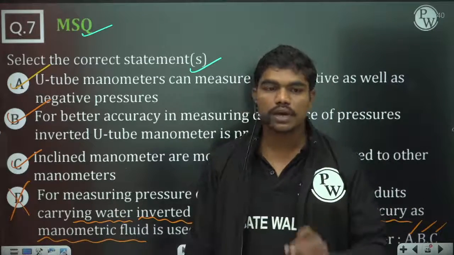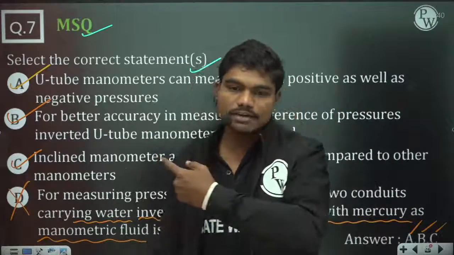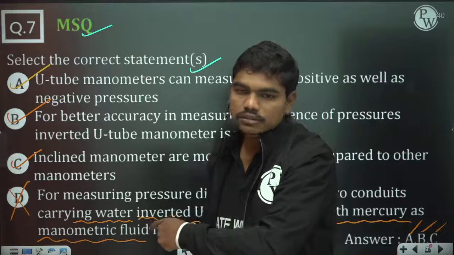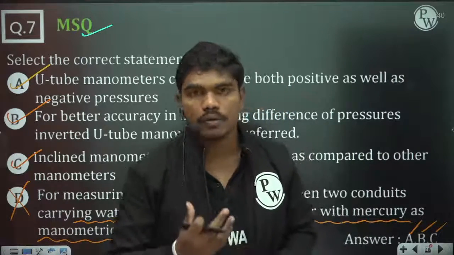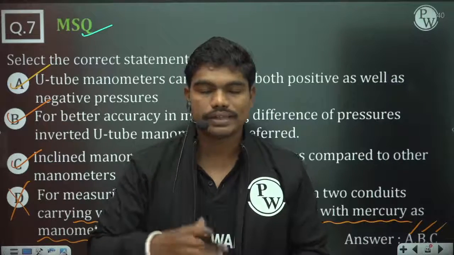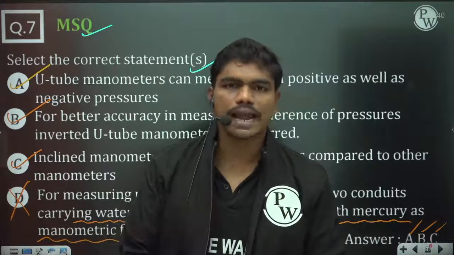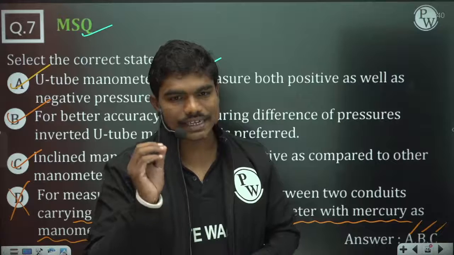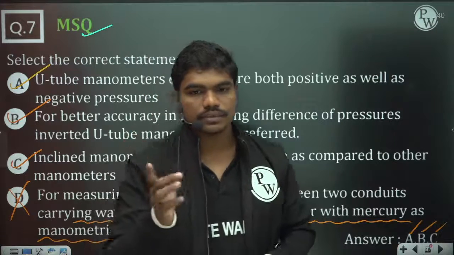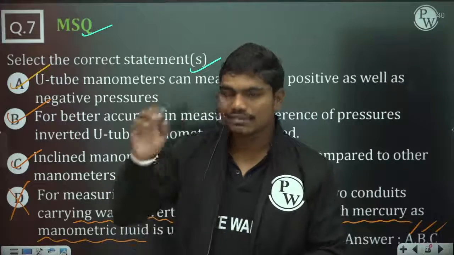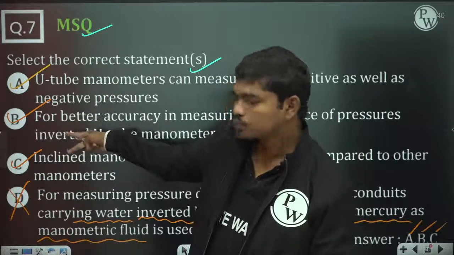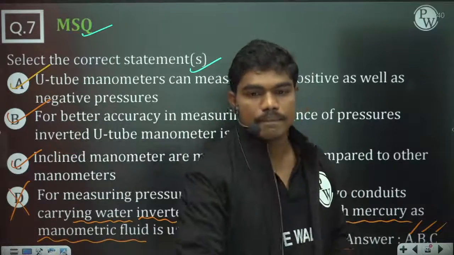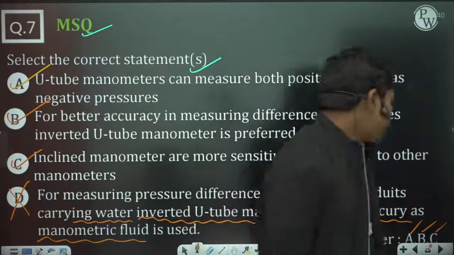Okay, so did you all understand with logic why these statements are correct and why this statement is wrong? It's not like you mug up that inverted tube manometers give better accuracy. You should know why they are capable, why they are much more accurate in measurements. You should know the technical things behind them. Clear? Now I hope you have some logical explanation for all these reasons, especially these two. Fine, let's go for the next question.